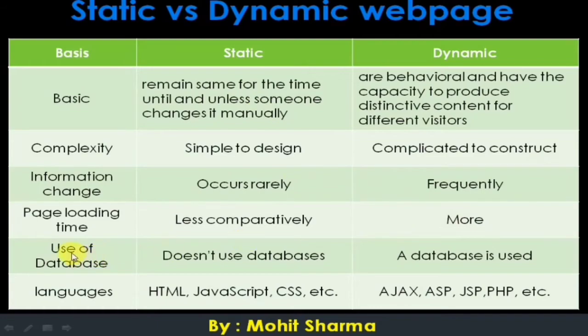Use of database: static pages do not use a database. In most cases it doesn't require a database, but a dynamic web page requires a database. Languages: for developing a static web page, we need to learn HTML, JavaScript and CSS. These are the basic, simple languages which are important for a newcomer or a developer to start making a web page. For dynamic pages there are advanced languages like Ajax, ASP.NET, JSP and PHP. These are the dynamic languages we need to apply whenever we go for making a dynamic web page. So this is all about the static and dynamic web pages, and the difference is also clear.